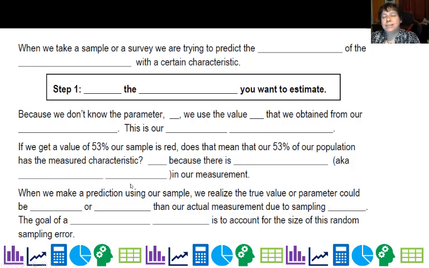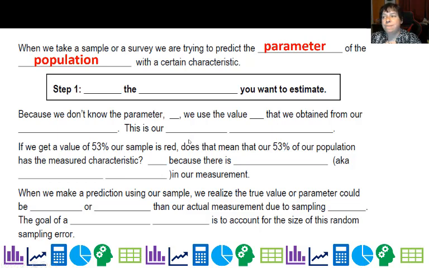So when we take a sample or a survey, what are we trying to predict? We want to know what really is true. For example, in our bead activity, we were trying to predict the percent of beads that are black. So we're trying to predict the parameter, what holds for the whole population, not just for the sample or samples that we took, but for the entire group. All right, so it's for the entire population.